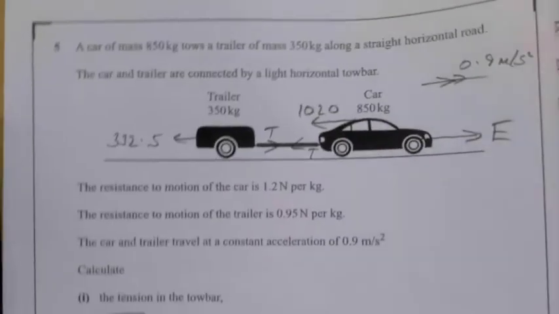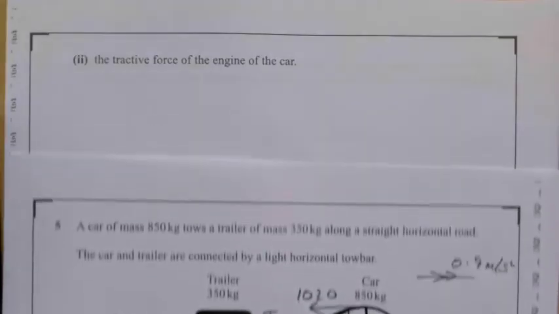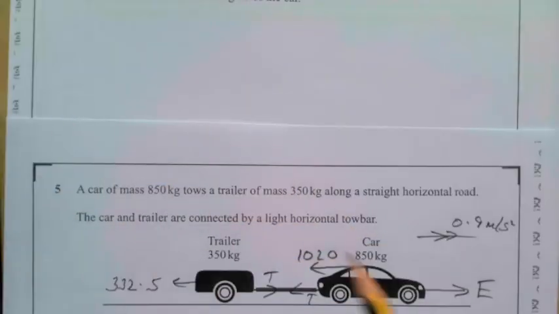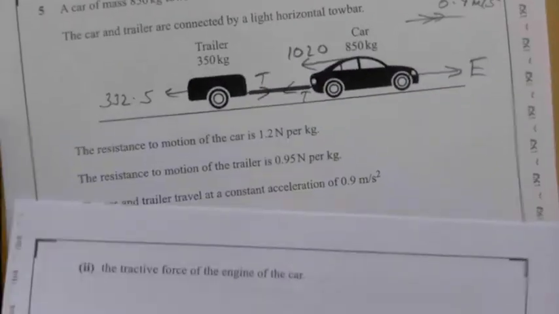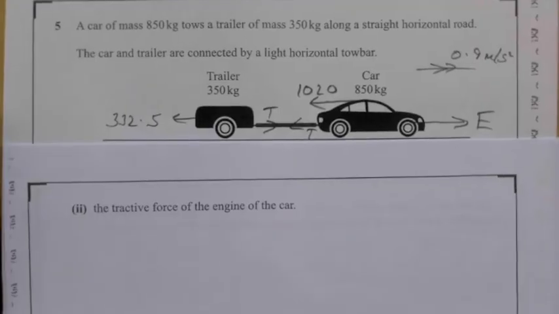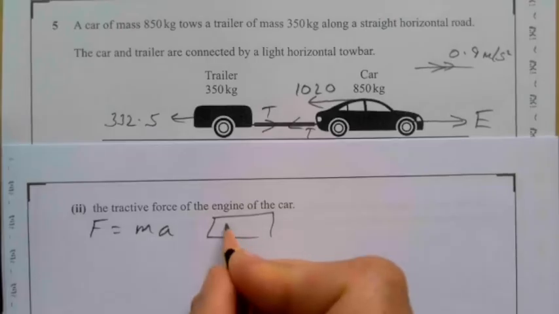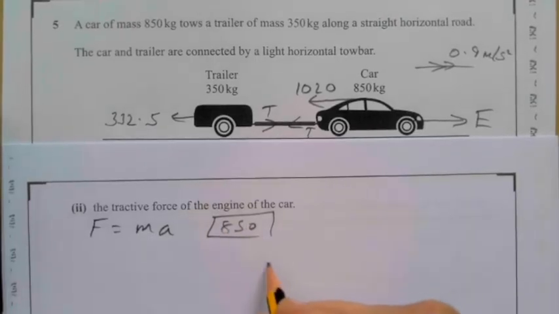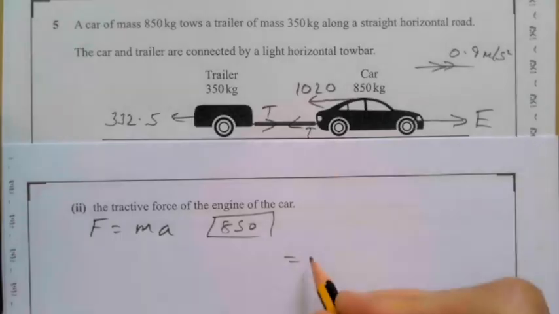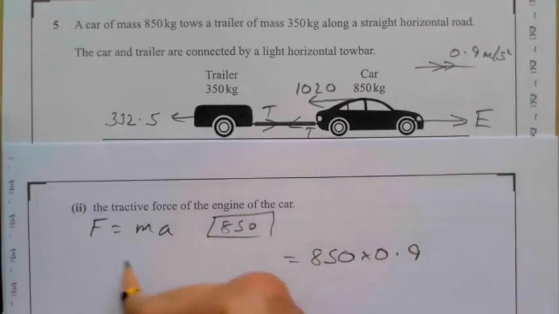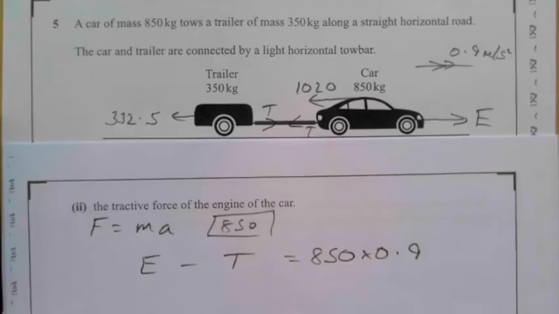Part 2, the tractive force of the engine of the car. So we're going to do F equals ma again, only this time then for the car. Wonder could we see both here? Just about. Although I'll be covering it with my hand. Unfortunately, that's the other way around. It would make no sense, wouldn't it? So F equals ma, and that then is for the 850 kilogram car. So first of all, the right hand side, mass is 850 and acceleration is 0.9. And then what I've called this then is going to be E. Take away T, take away 1020.